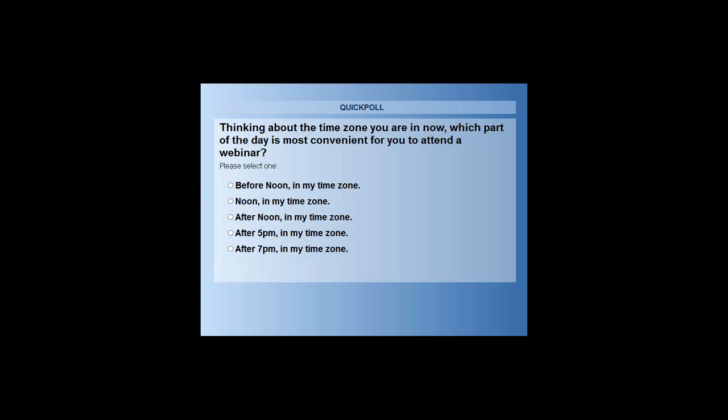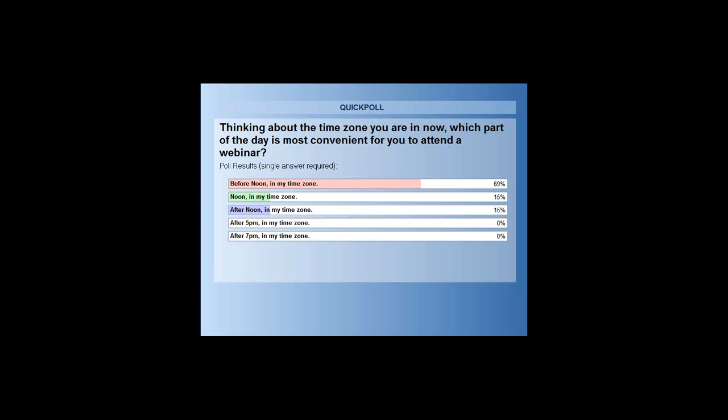I'll go ahead and close this out in about 5 seconds, so go ahead and vote if you would, please. And now we'll share the results. So we've got a fair number of people joining before noon. Thank you again for spending part of your day with us. I hope we can make this as valuable as possible.